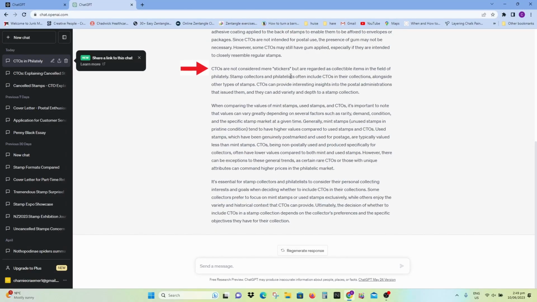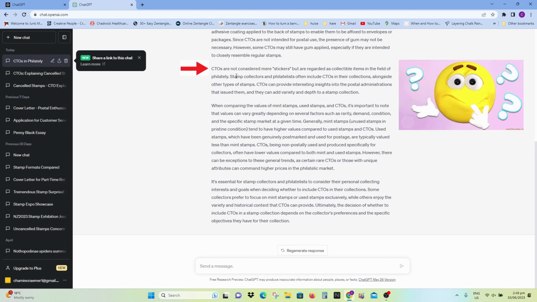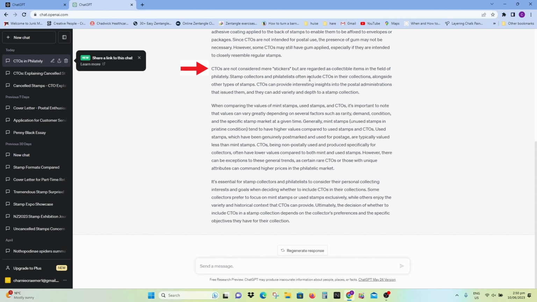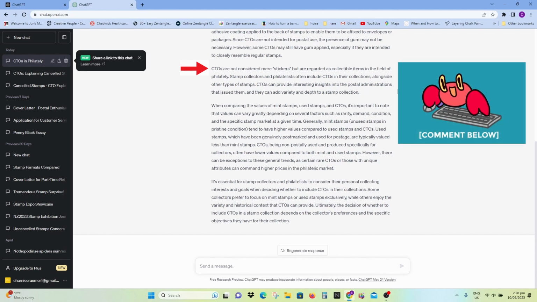CTOs are not considered mere stickers, but are regarded as collectible items in the field of philately. I think some people will differ from that. Stamp collectors and philatelists often include CTOs in their collections, alongside other types of stamps. CTOs can provide interesting insights into the postal administrations that issued them, and they can add variety and depth to a stamp collection. I wonder what you would think about this. Please comment in the comments below. I would also be interested.